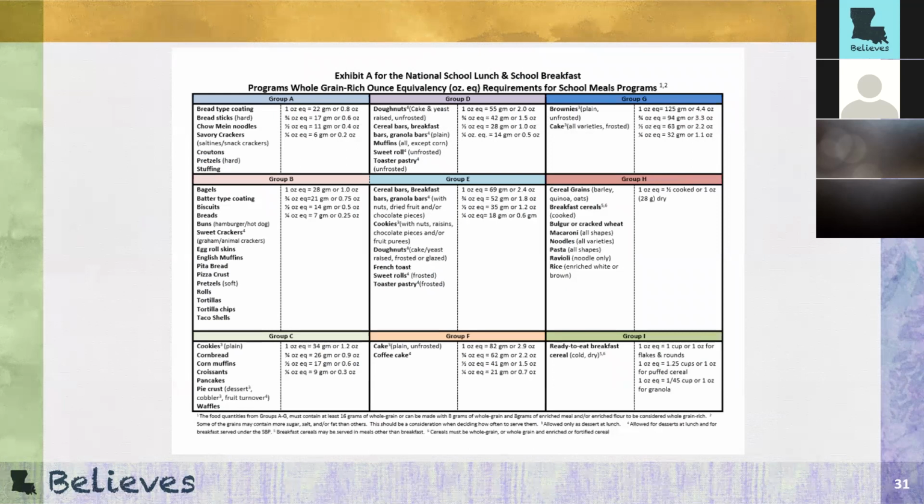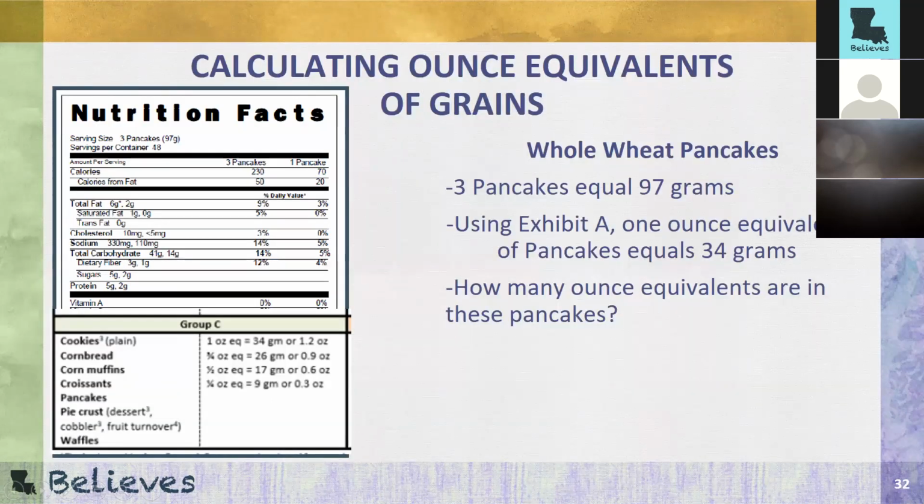This chart can be used. This is Exhibit A, and it can be used to determine the ounce equivalent of any grain product. So let's look at this ingredient label for whole wheat pancakes. Using the chart, we're going to calculate how many ounce equivalents are in these pancakes.